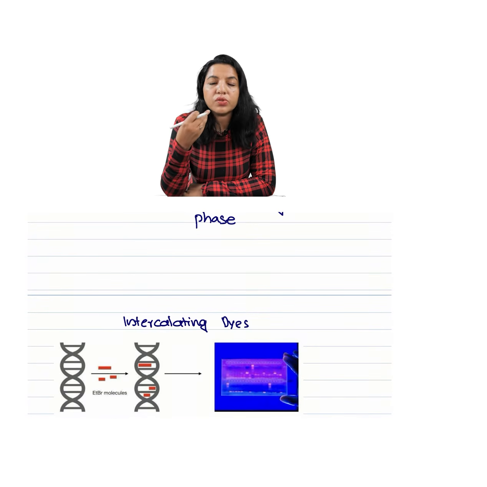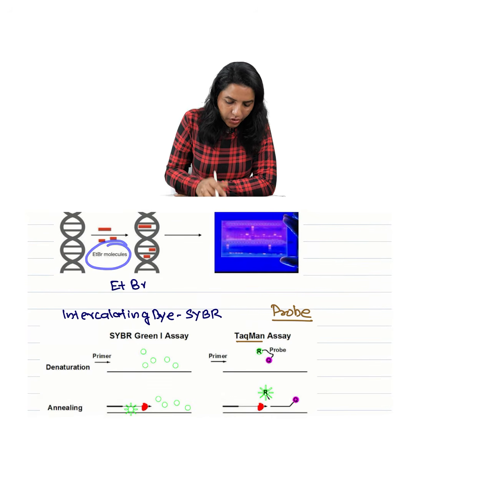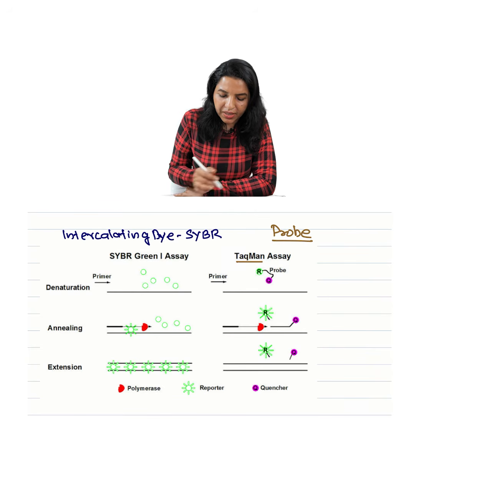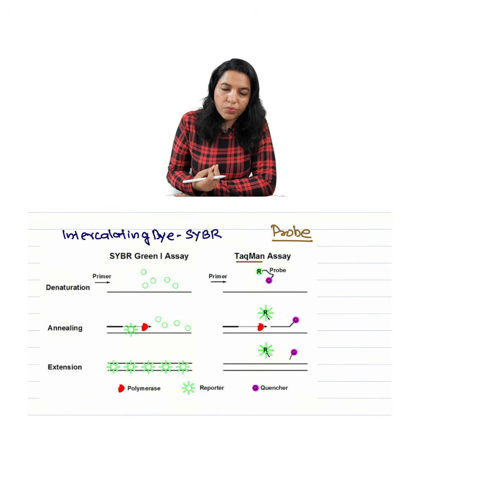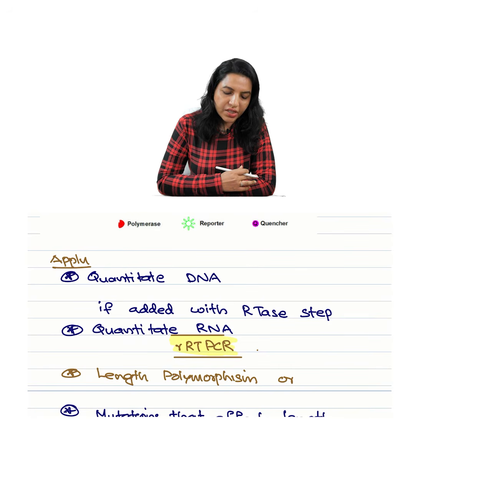Number one, we use certain intercalating dyes like ethidium bromide. Then we use SYBR green. So this is the picture of SYBR green. And we use certain probes which are called TaqMan probe or molecular beacon, etc. Right. Now, what are the applications of real-time PCR?